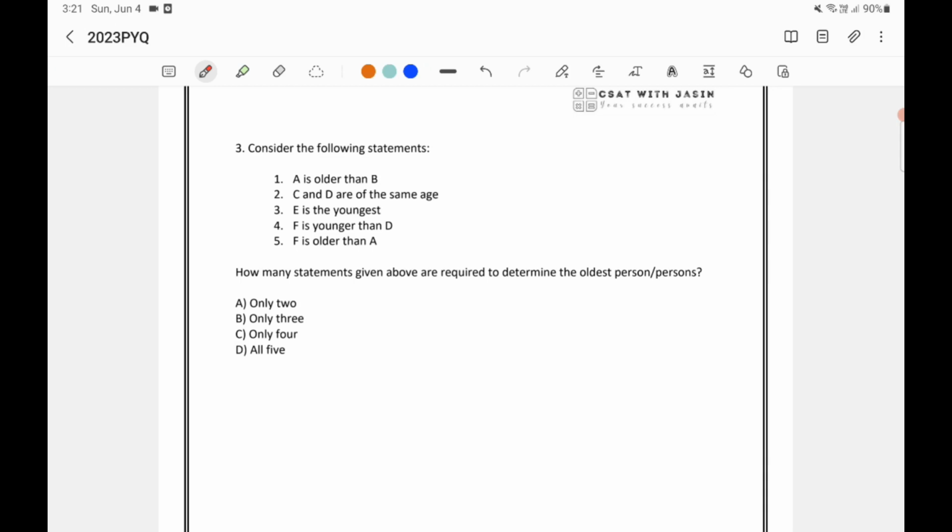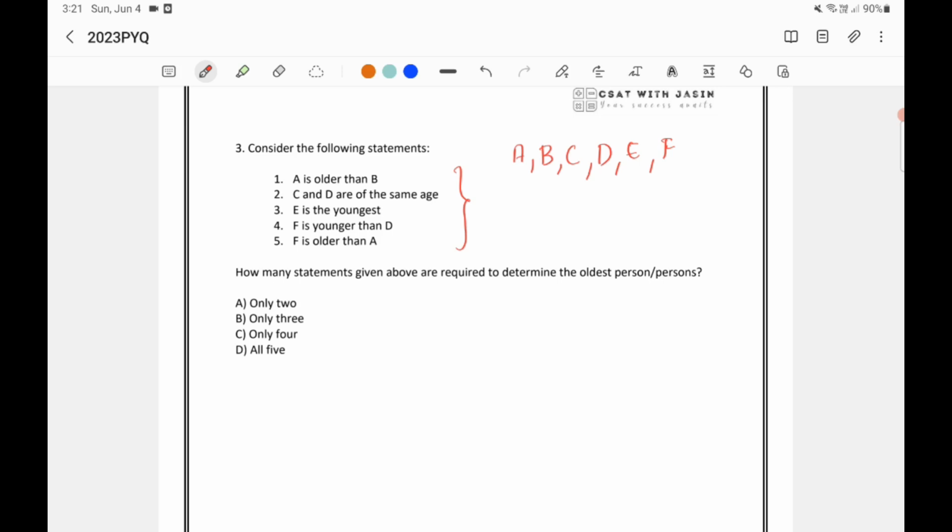So the question is not like who is the oldest person or something. We need to check how many statements given above are required to answer the question. So if you analyze these statements, you can see that there are 6 persons here. A is there, B is there, C is there, D is there, E is there, and F is there. So 6 persons are there. So among these 6 persons, we need to see who is the oldest, right?